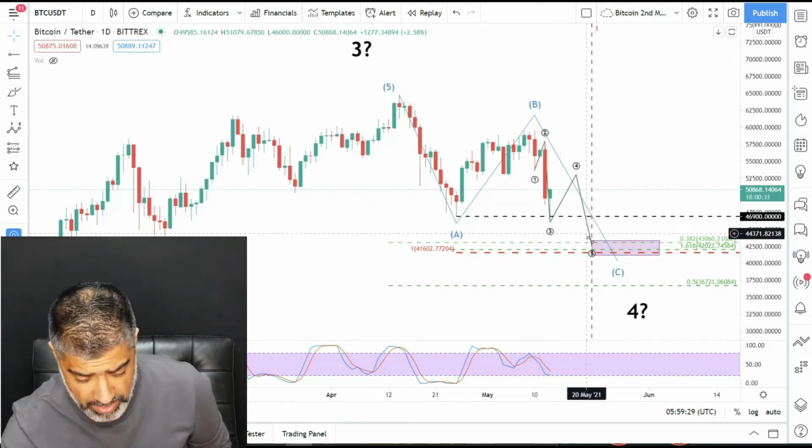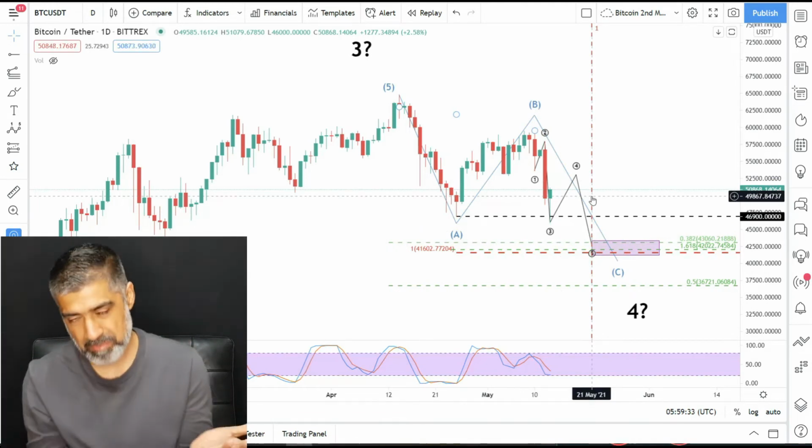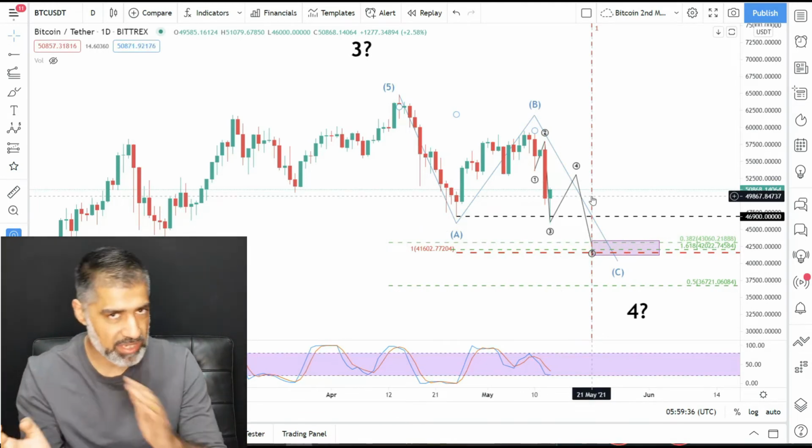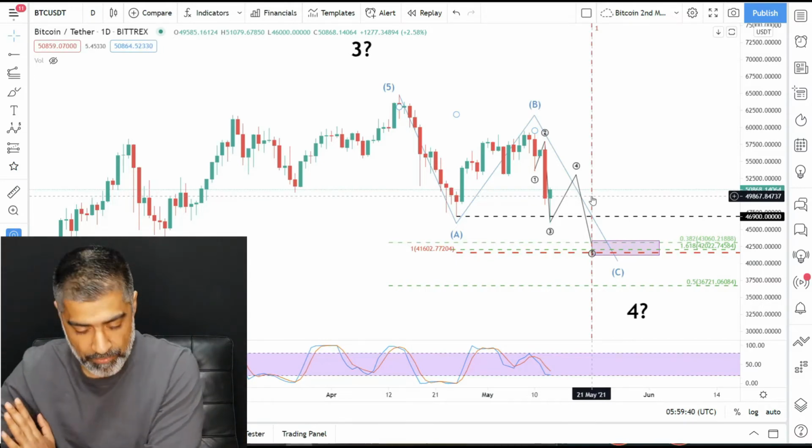And we should see this until roughly around May 21st, thereabouts. It's not going to be necessarily bang on the day, but it tends to be within 3 days either side. So May 18th to May 24th, thereabouts.